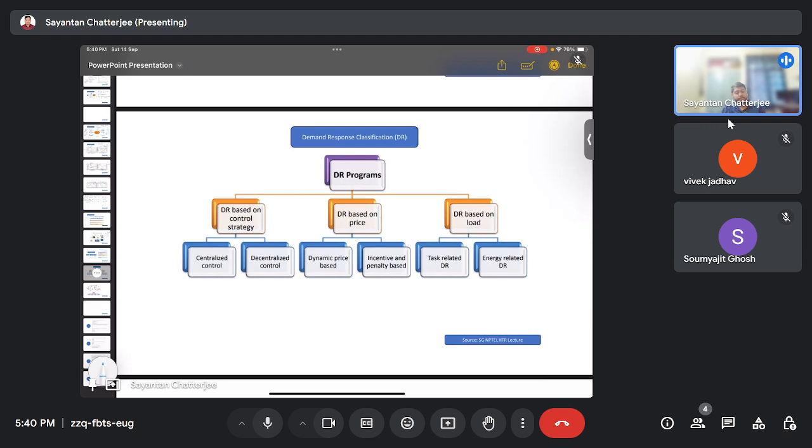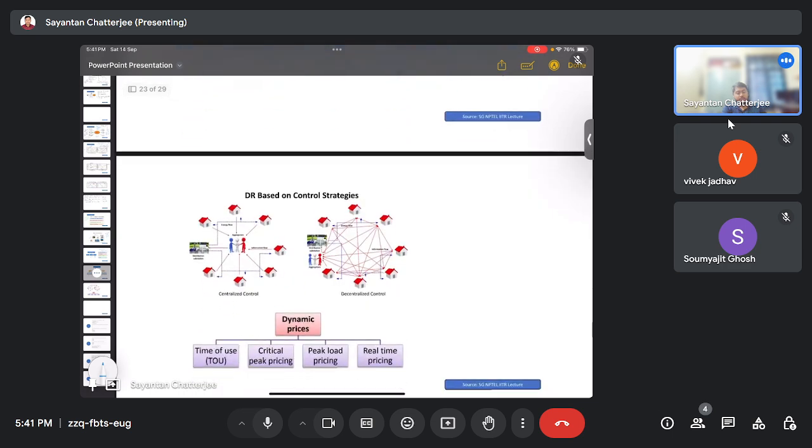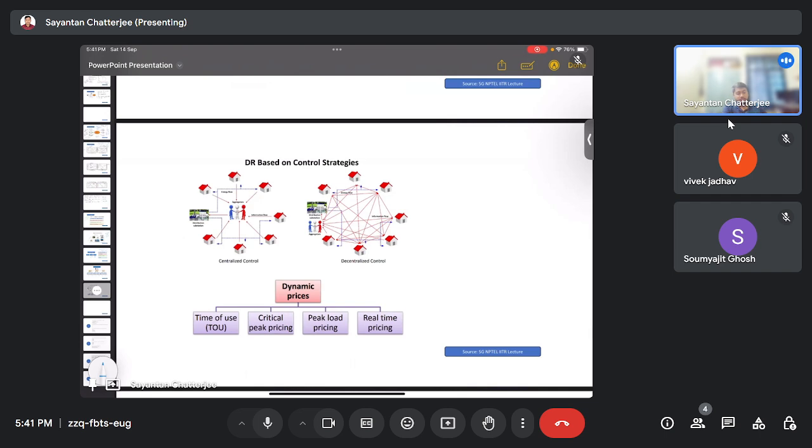So, demand response, classification of demand response programs. We have DR based on control strategy, DR based on price, and DR based on load. From the control strategy perspective, we have centralized control and decentralized control. Based on price, we have dynamic pricing and incentive or penalty based pricing. And based on load, we have task related and energy related.